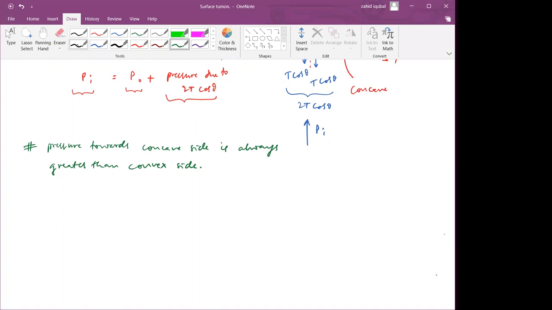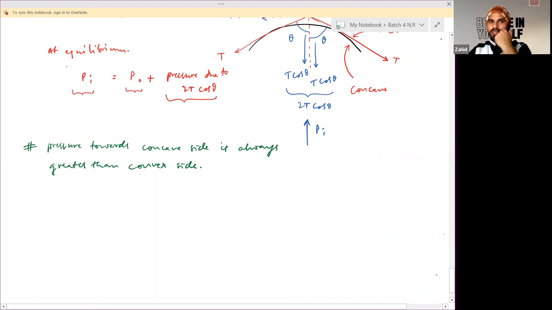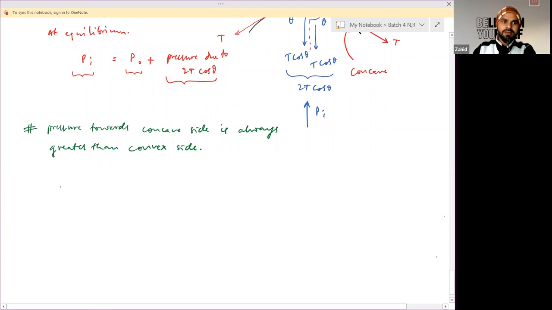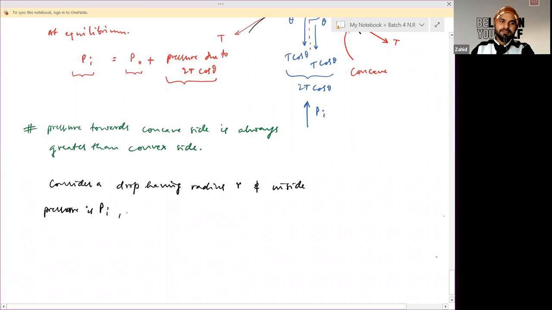Yes, sir. Okay. Now we have to calculate numerically how much is the pressure difference between the concave side and convex side. This is called excess pressure inside a drop or a bubble. So we have to calculate its numerical value. So consider a drop having a radius r and inside pressure Pi. Outside pressure is P naught.